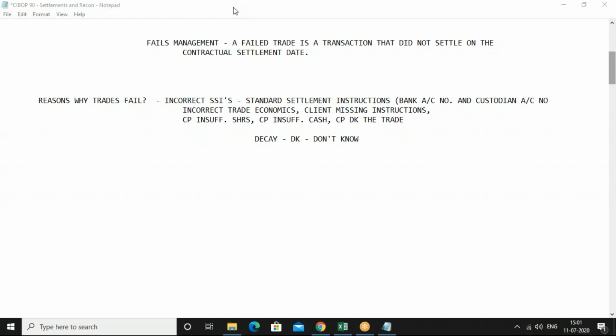CP means counterparty. So Deepesh, what I was saying was that there are reasons why a trade will not settle on settlement date. So these are some of the reasons why it does not settle. So incorrect settlement instructions, trade economics, quantity, price, all of that is wrong.